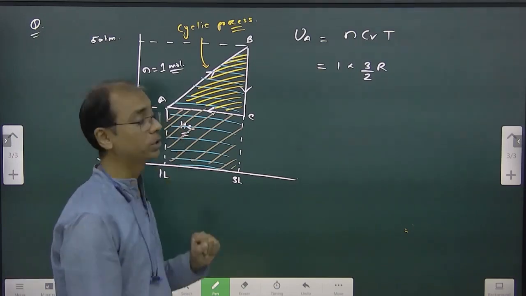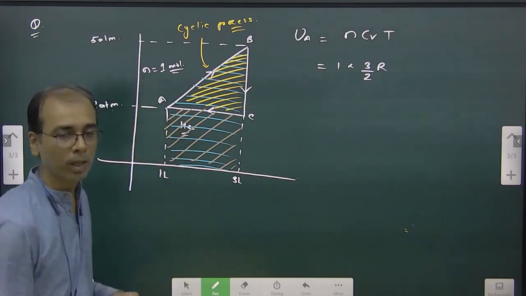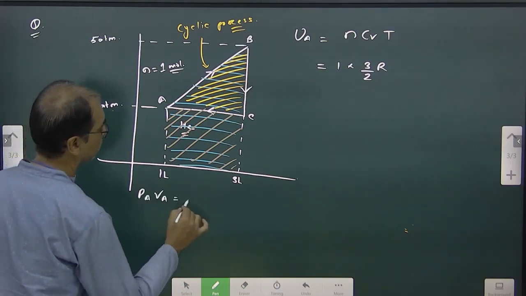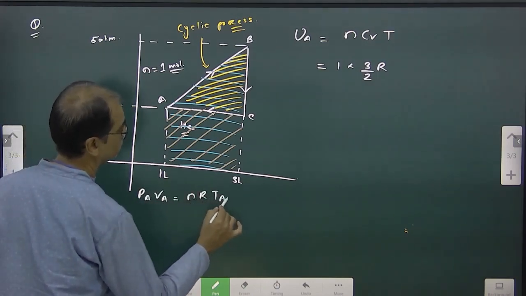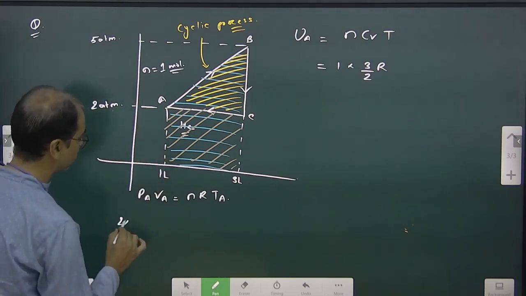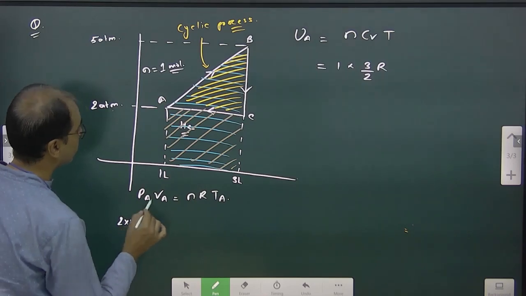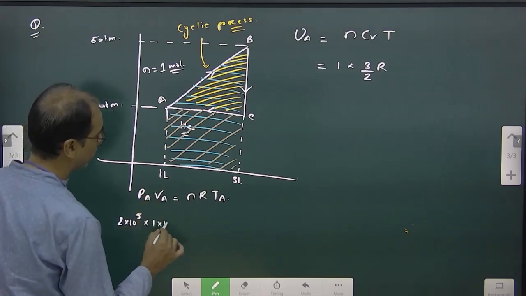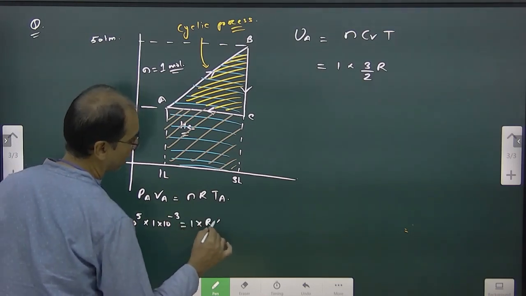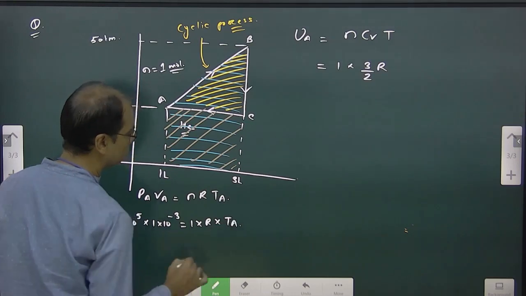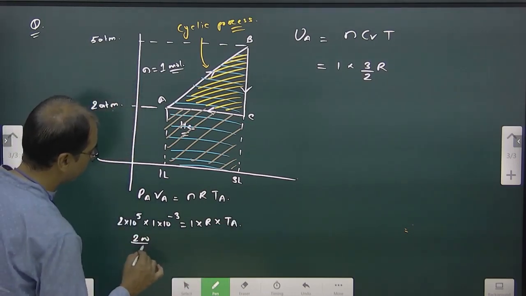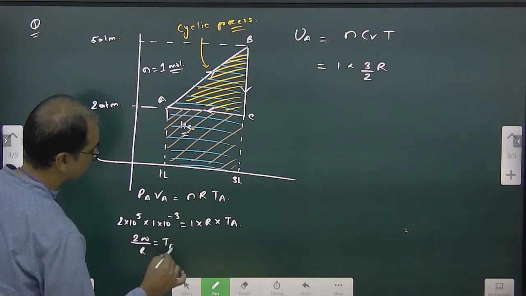T. Temperature at A. Now that we have to find. How to? Ideal gas equation. PAVA equal to nRTA. Okay, so PA is what? 2 atmospheric. So this is 2 into 10 to the power 5. VA is what? 1 liter. That is 1 into 10 to the power minus 3. Number of moles 1. R I will write R only. I am not writing it as 8.314 at the moment. Okay. So TA. So what it is? This comes out to be 200. 200 by R is TA. Very good. We got it.